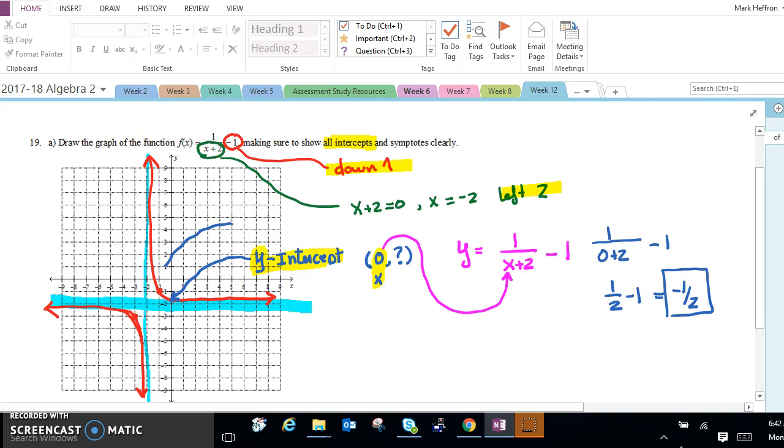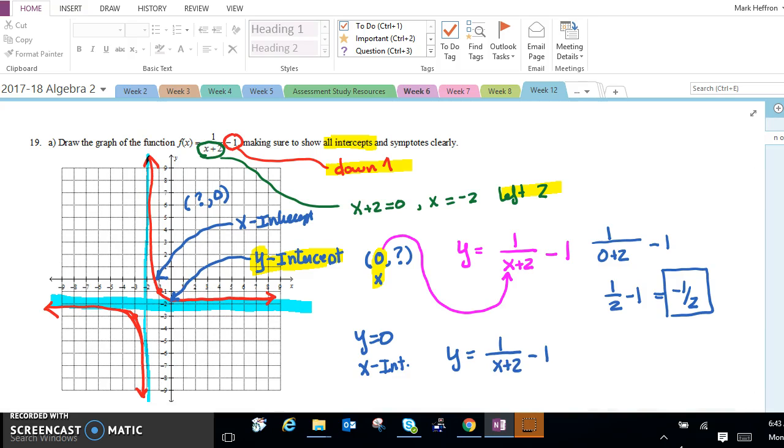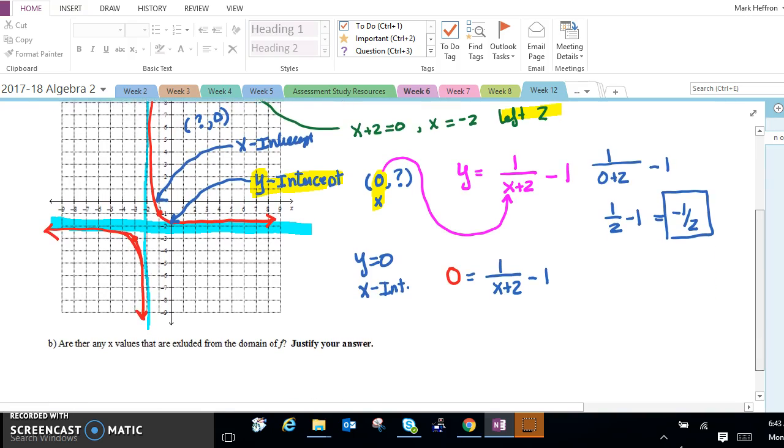The x-intercept shows up right here. Well, that will be the coordinate something comma 0. So that's when y equals 0. That's how we can find the x-intercept. And so we'll start with y equals 1 over x plus 2 minus 1. And we'll replace y with 0. And now we'll do some algebra.